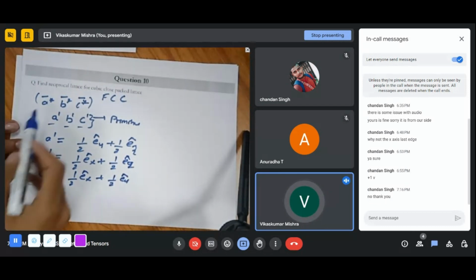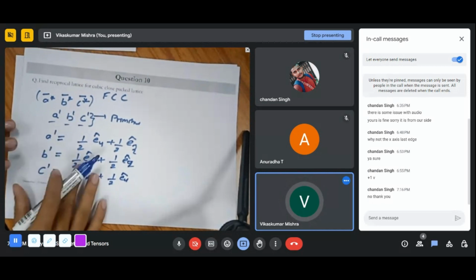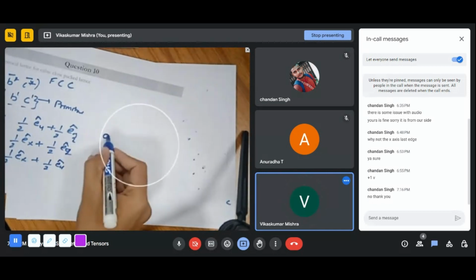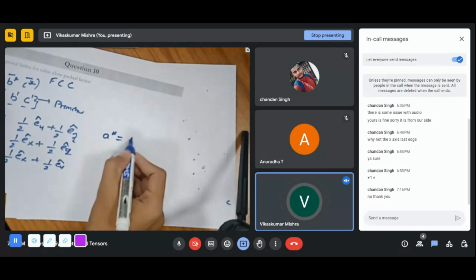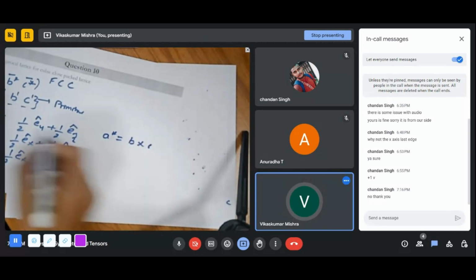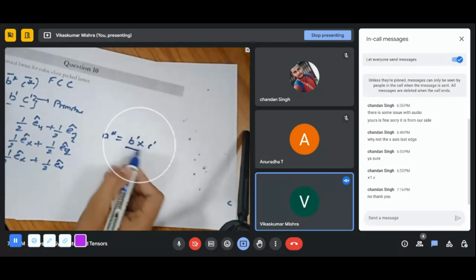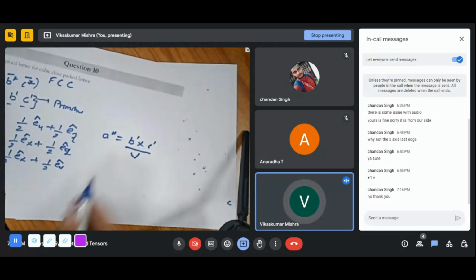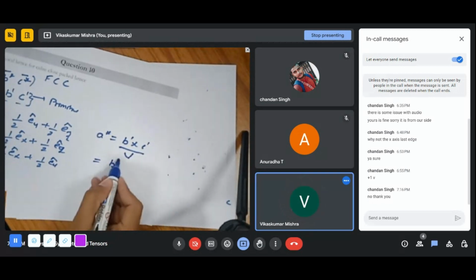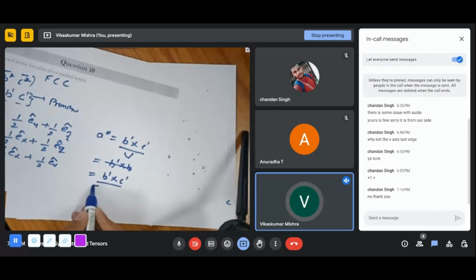We need to find a star, b star and c star. How can we do that? We know that a star is equal to b cross c. Here we are using prime, so we'll use prime: b prime cross c prime divided by the volume. The volume is the box product of a prime, b prime and c prime.